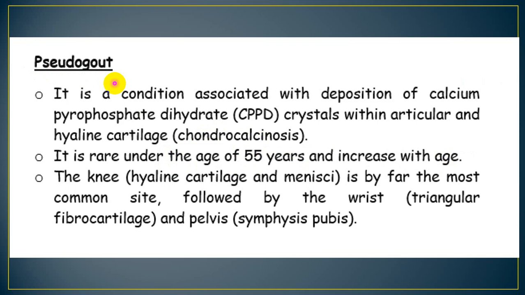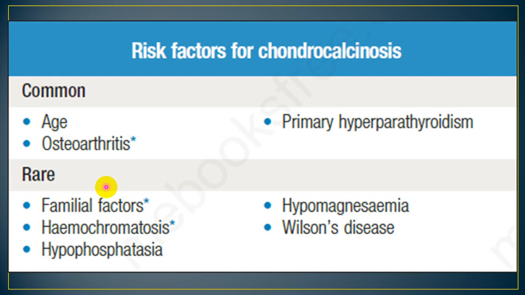Chronic clinical illness leads to precipitation of calcium pyrophosphate within the joint, or the joint was previously damaged by trauma, surgery, or infection. The most common joint involved in pseudogout is the knee, followed by the wrist or the pelvis. This is in contrast to gout, where the first metatarsophalangeal joint is the most common joint to be affected.